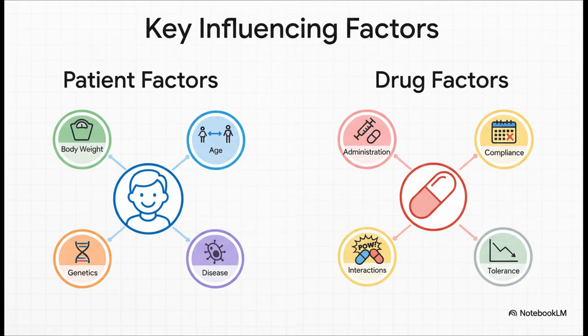A tiny difference in someone's DNA can completely change how they handle a drug, making a normal dose either toxic or totally useless. Then you have drug-related factors. Was the drug administered correctly? Is the patient actually taking their medicine? Are they on other drugs that might interfere? And, of course, have they developed a tolerance?